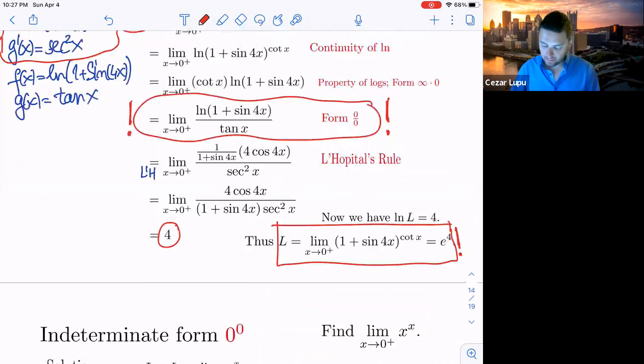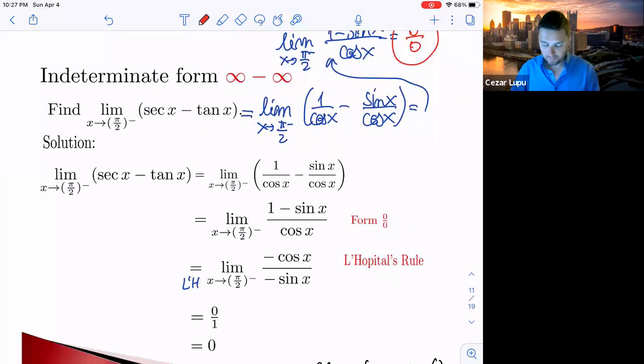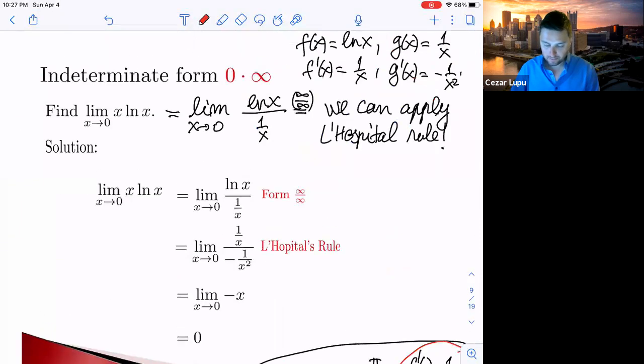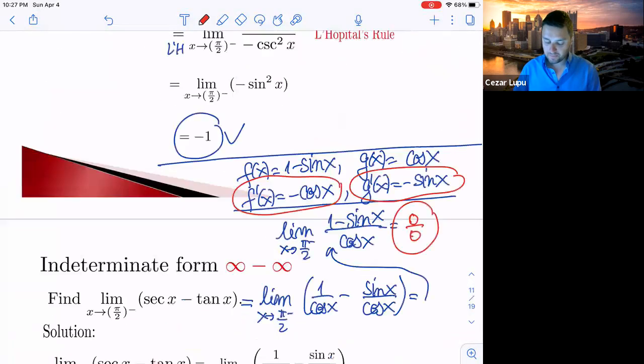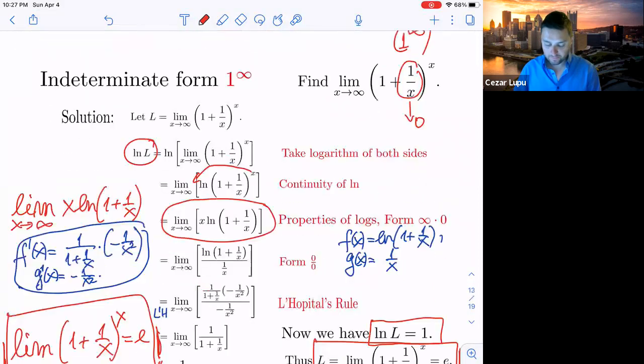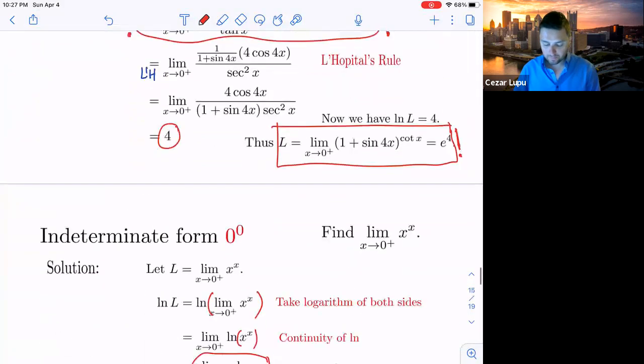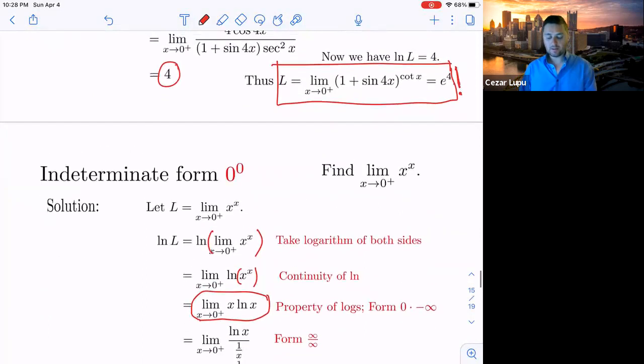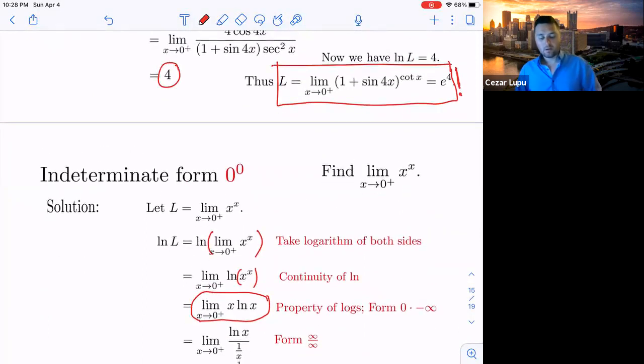Let me go back. You see? It's right here. It's the limit as x approaches 0 of x times ln of x. Well, in this situation, we will deal with the limit as x approaches 0 from the right of x ln of x. So the same thing goes. So we're going to write this in the form of infinity over infinity, so that we can apply L'Hopital rule.